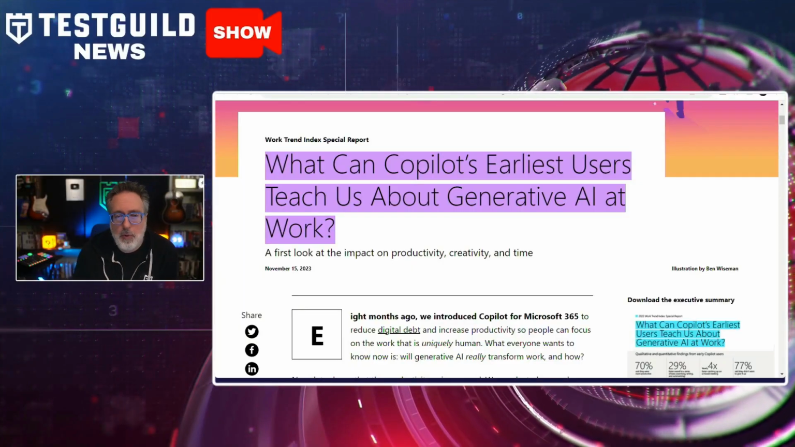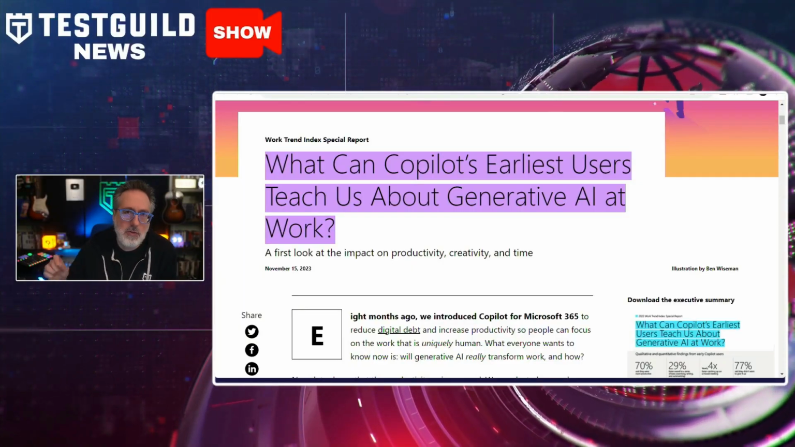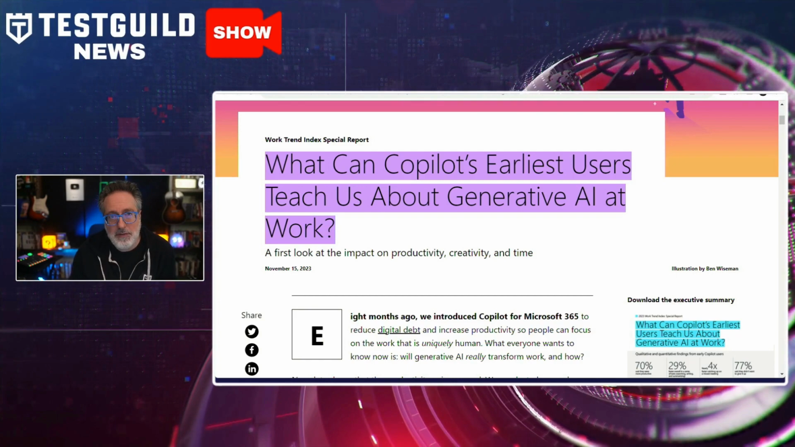So one of the AI technologies that I think is helping a lot of testers or automation engineers when they develop their script is Copilot. So I found this article by Microsoft Copilot that goes over some other key aspects of how it's really changing the landscape of productivity and creativity for developers and testers. So they have a special report they did on how Copilot's early users could teach you about generative AI at work.